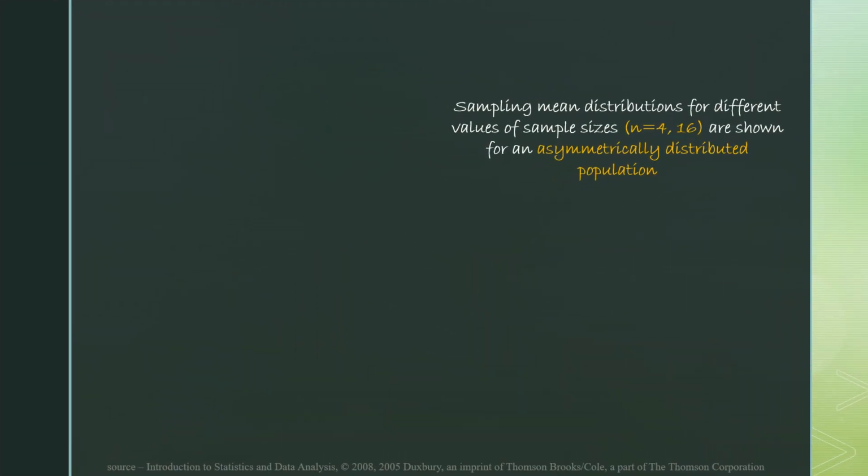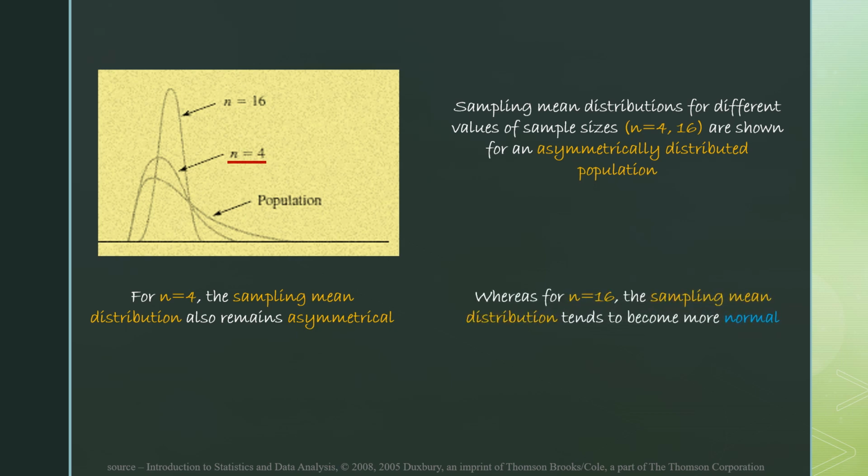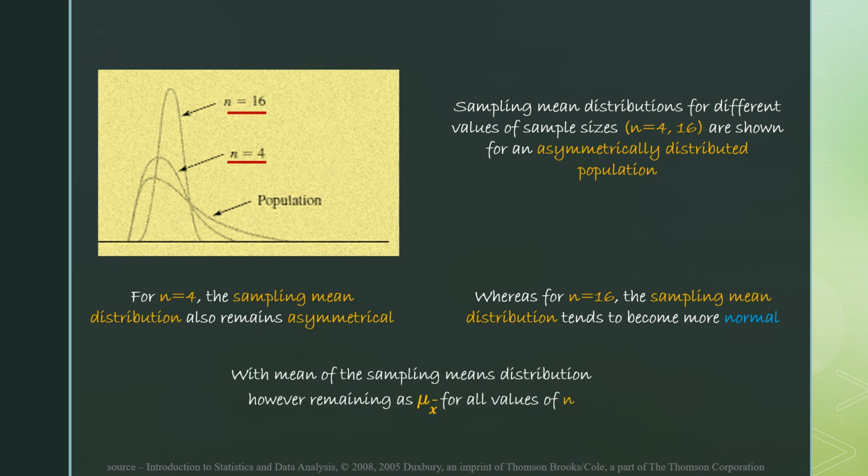Sampling mean distributions for different values of sample size, n equals 4 and 16, are shown for an asymmetrically distributed population. For n equals 4, the sampling mean distribution also remains asymmetrical. Whereas for n equals 16, the sampling mean distribution tends to become more normal, with the mean of the sampling mean distribution, however, remaining as mu of x bar for all values of n.